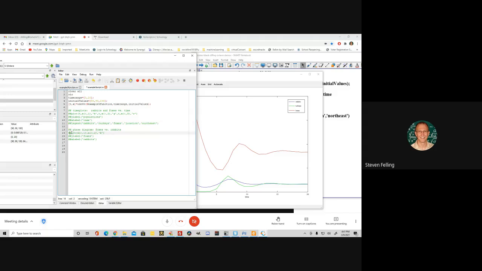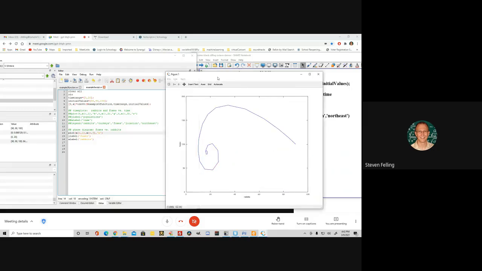And let's uncomment our phase plot, phase diagram. If we do 1 versus 2, that's going to be rabbits versus turkeys. So let me change this to 3 so that it's foxes versus rabbits. And then if I run that, yeah, that's interesting.